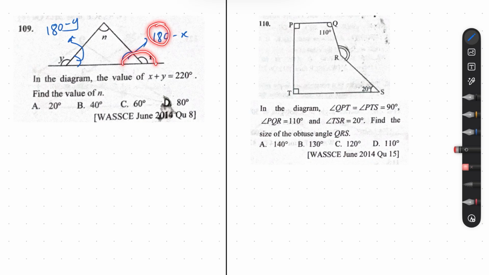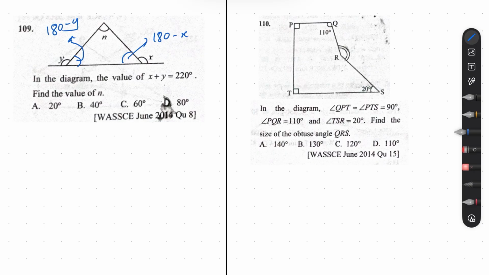180. So to find this angle, we subtract x from it, which is this one, to get the angle. Okay, cool. Now we can easily find n, because when we add n in this angle, we should get what? 180. So let's do that.